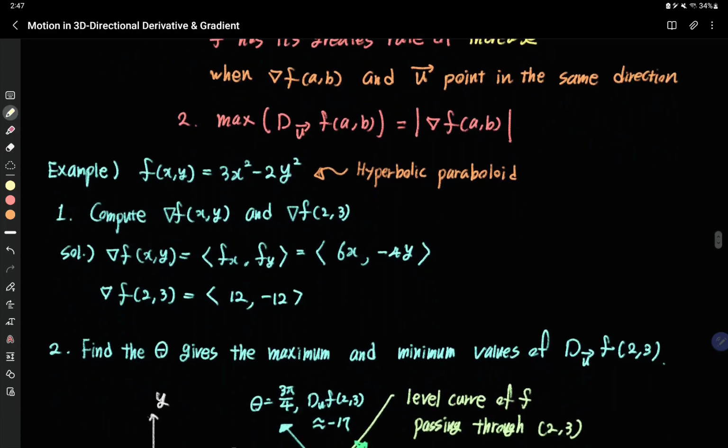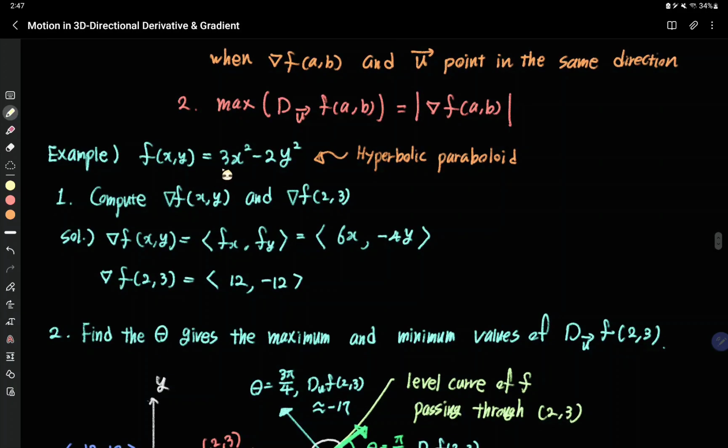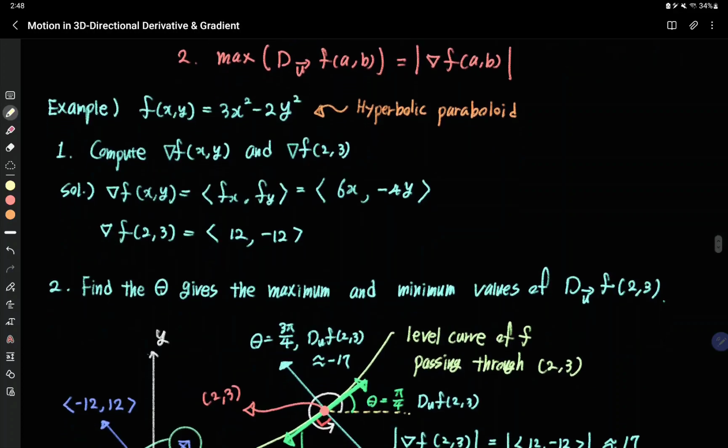So here's the example. f of x, y is defined by 3x squared minus 2y squared. This is a hyperbolic paraboloid. If you don't know what it is, please just search it. Compute the gradient f at x, y and the gradient f at (2, 3). That's not a big deal, right? We find the partial derivatives with respect to x and y, which are 6x and negative 4y respectively, and then just substitute (2, 3) into x, y, and you get this.